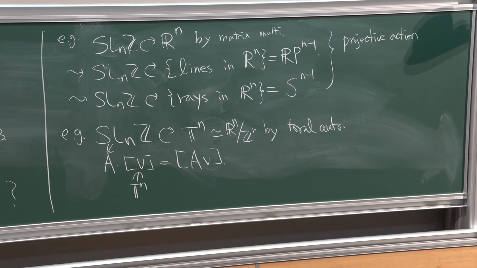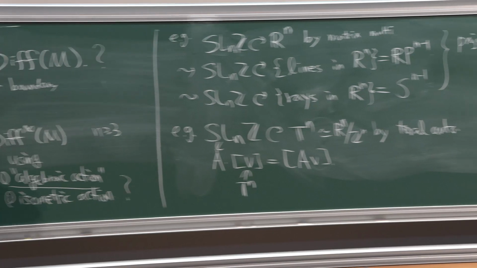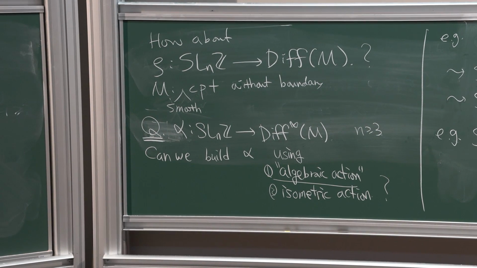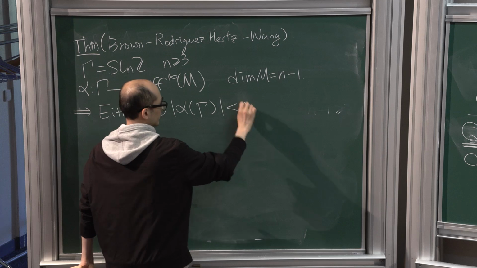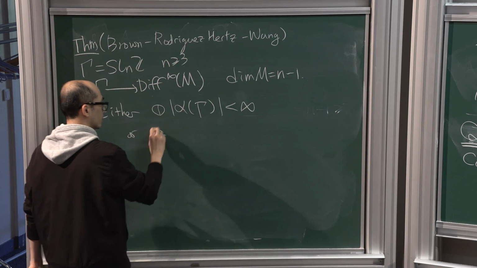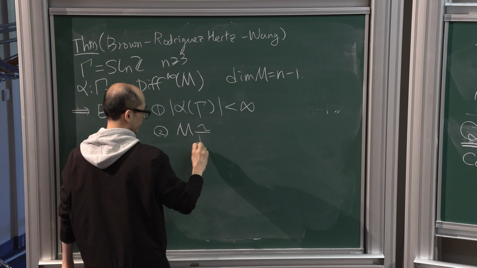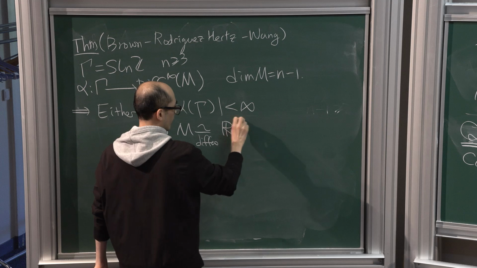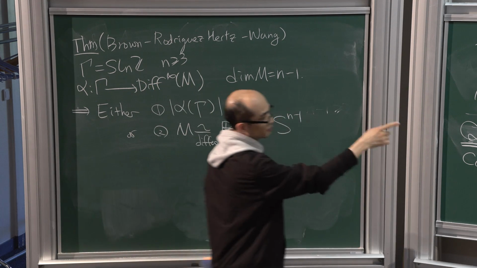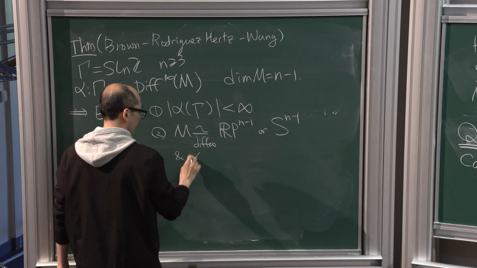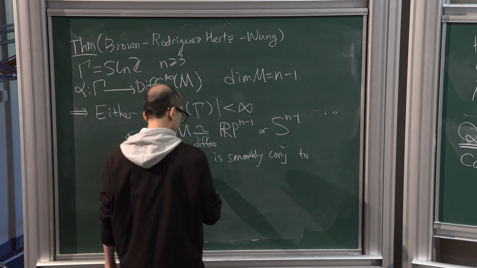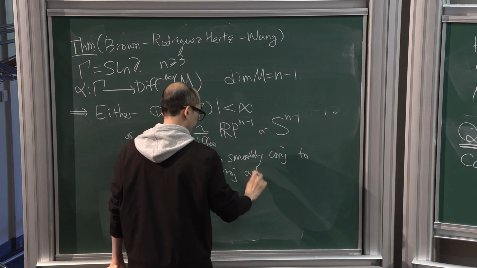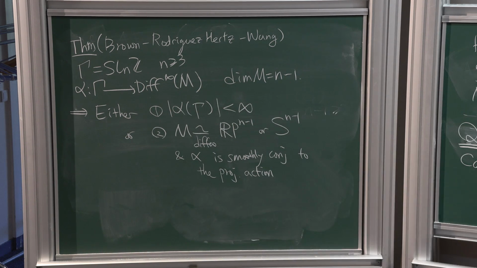And actually, in dimension n-1, we can answer this question because they said that either, of course, you may have the trivial action, or M is diffeomorphic to RP^(n-1) or S^(n-1), which appears here, and alpha is smoothly conjugate to the projective action. So far, are the statements clear?